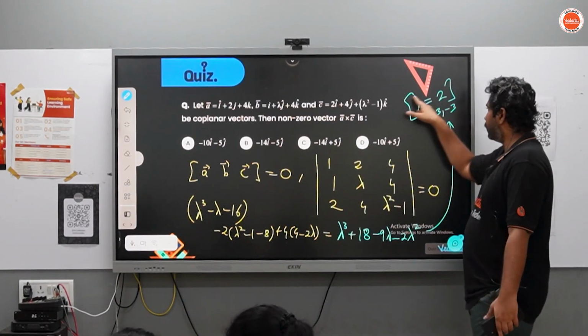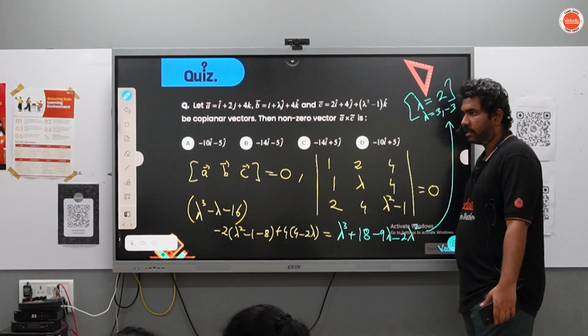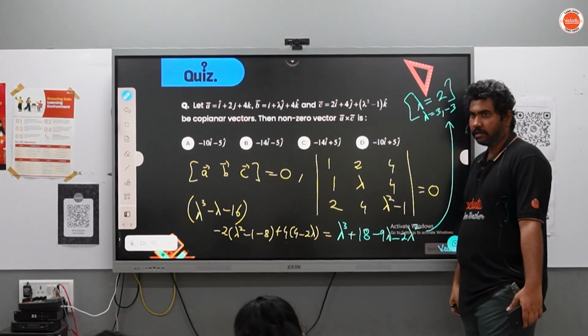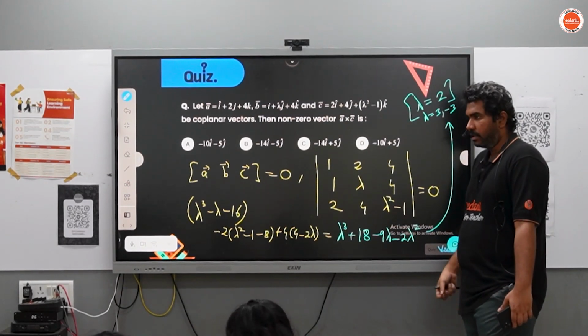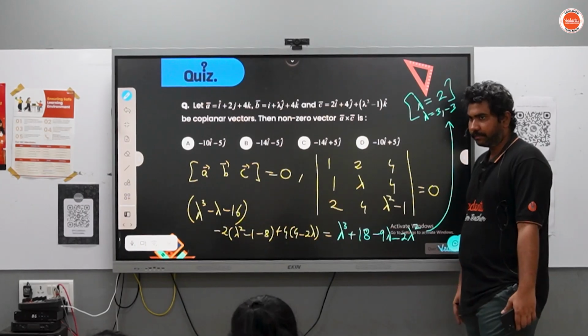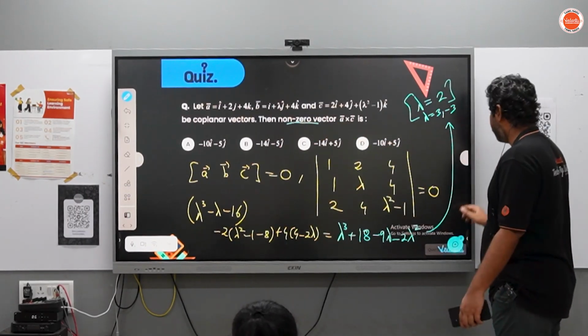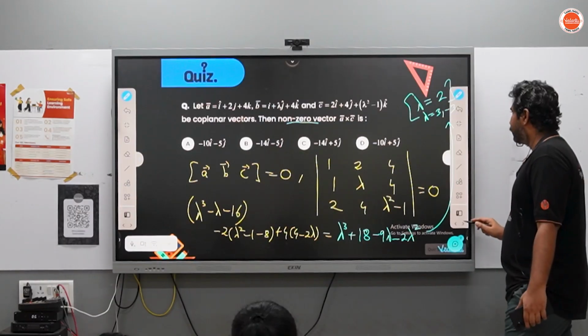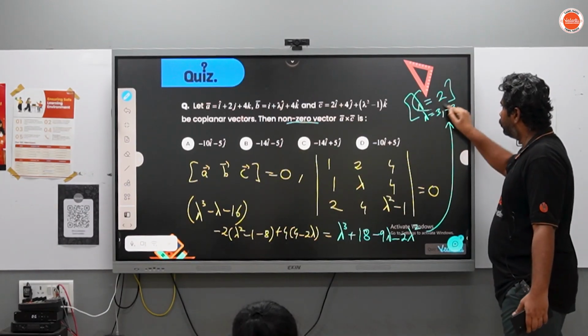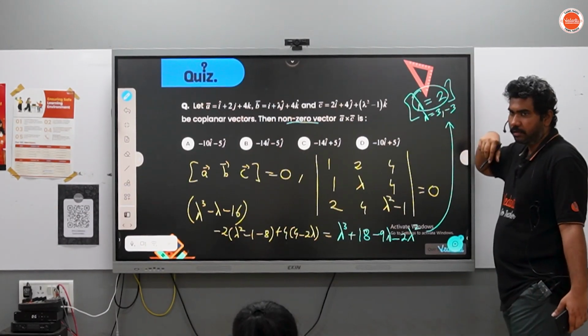So you just have to plug in these values over here. You can just plug in the values and check whether you are getting A cross C as 0 or non-zero. If it is 0, in that case you cannot take it, because they have specified it is a non-zero vector. So lambda equal to 2 was working, right? Lambda equal to 2 was working.